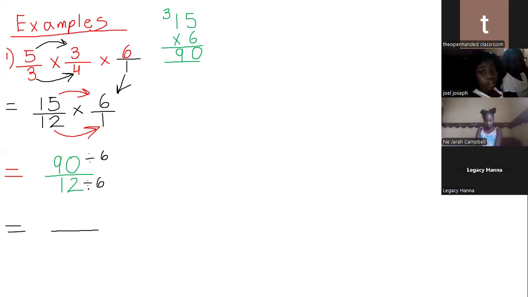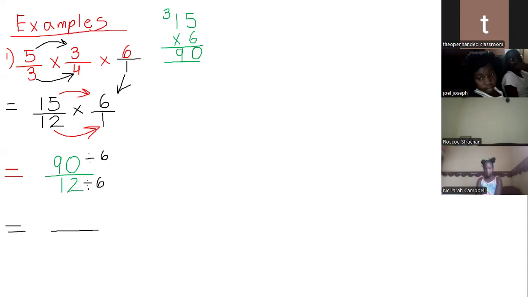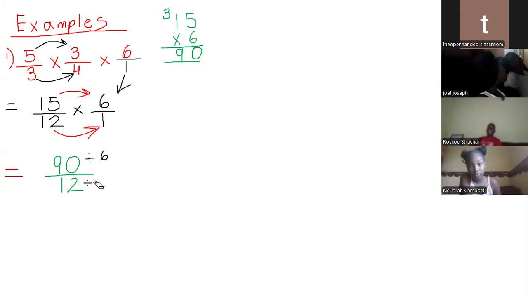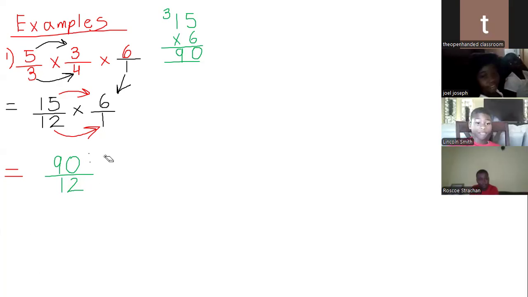You know what? I realized that we could change this into a mixed number. Let's do that. Instead of simplifying it, let's change it into a mixed number. I mean, we still might have to divide, I think. We still would. But let's change it into a mixed number this step. So 12 into 90.